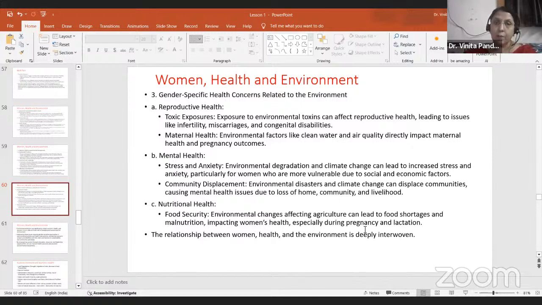This is the slide I stopped at in yesterday's class. Now, when we are talking about gender-specific impacts, the impact of the environment on women can be on reproductive health, mental health, and also nutritional health to a great extent.